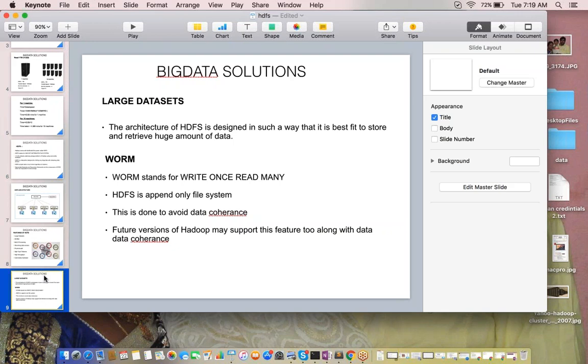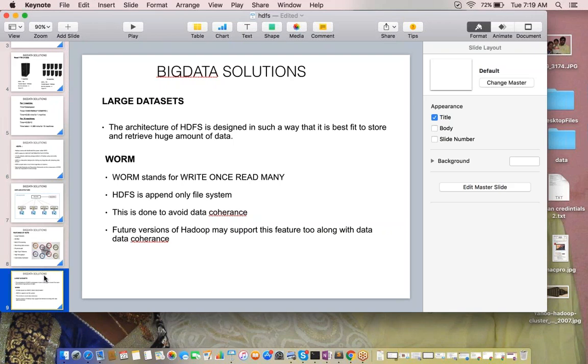Why have we made it append-only? Why not update? Because, as I said, it is to avoid data coherence problems. Write once, read many is ideally what it says. Okay, I'm moving to the next slide.